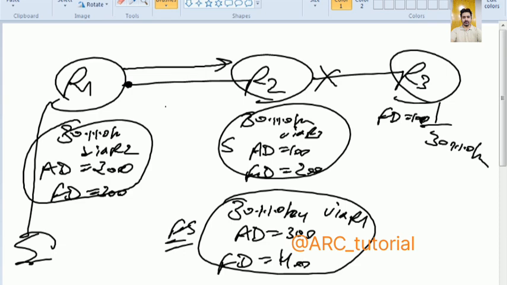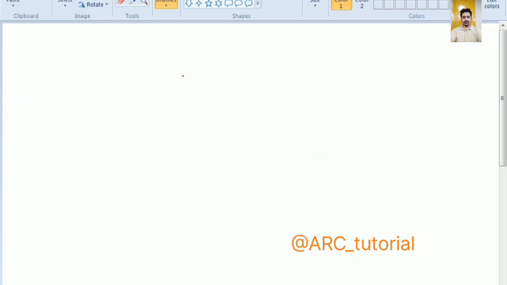So that is why this condition of feasibility is mandatory, because if you are using the condition of feasibility here, it will never become a feasible successor.